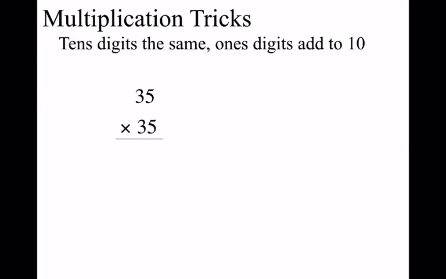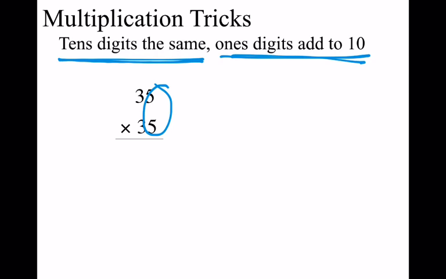The next trick is, what if you're multiplying two numbers where the tens digits are the same, so the 3's in this case are the same, and the 1's digits add up to 10. So this trick is actually easier than the 11's one, but we have to make sure that these are the things that are happening. The 10's digits are the same, and the 1's digits add up to 10.